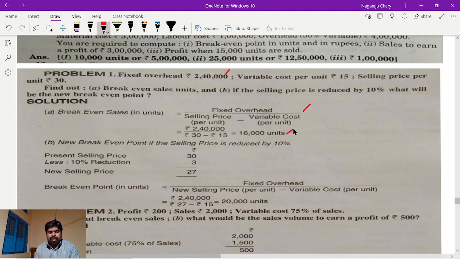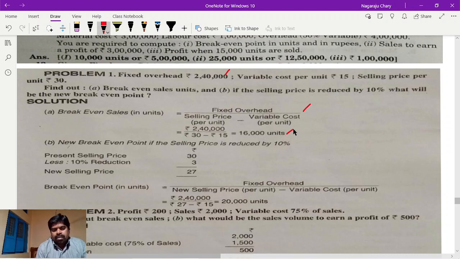So whenever the firm reaches 16,000 units, there is no profit and no loss. If the company sells 16,000 units, whatever the total cost incurred, that total cost will be equivalent to whatever returns it got.